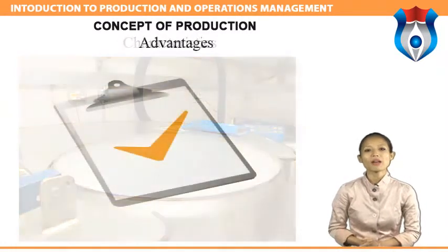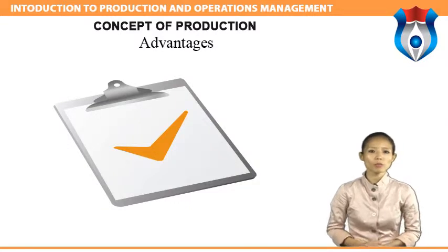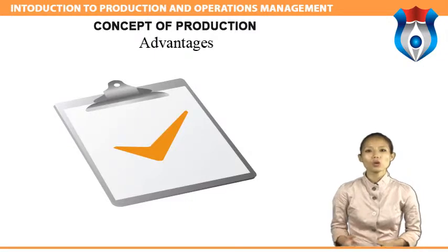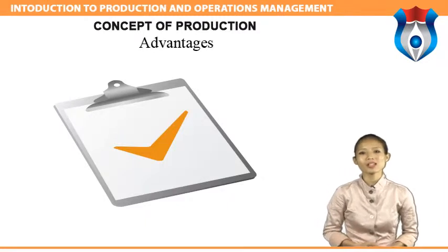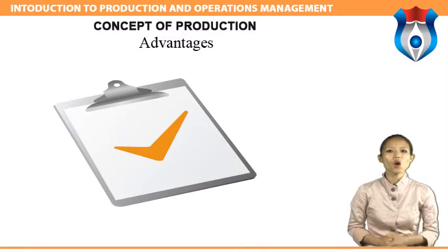production. The advantages of batch production are: better utilization of plant and machinery, promotes functional specialization, cost per unit is lower as compared to job order production, lower investment in plant and machinery, flexibility to accommodate and process a number of products, job satisfaction for operators.